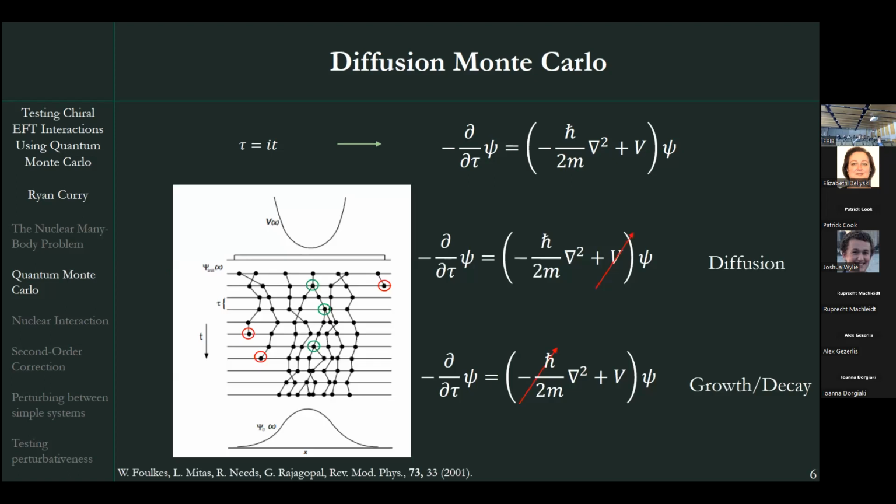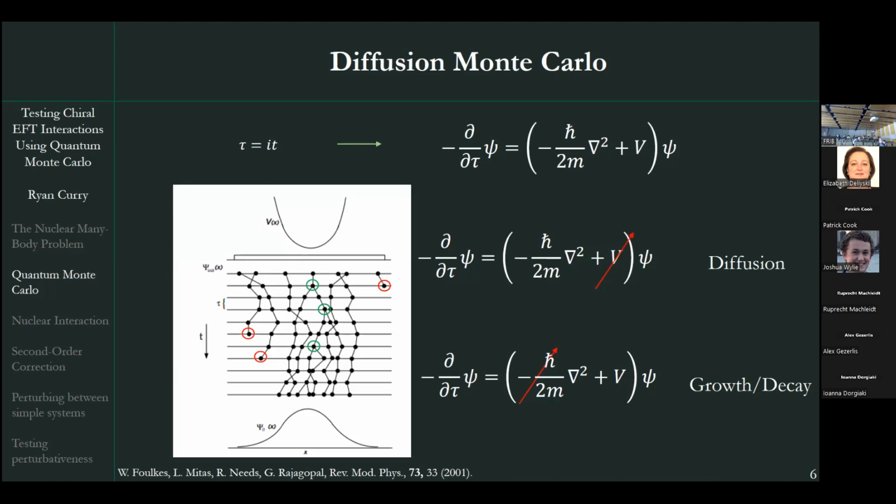To get a sense of how that works, we can squint at the imaginary time Schrodinger equation. If there was no potential, we'd just get a diffusion equation. And if there was no kinetic energy, we'd have a growth-decay rate equation. And both of these processes are simulated by diffusion Monte Carlo. You can see that we start with walkers distributed uniformly in space. In areas of low probability, they die off. In areas of high probability, they're duplicated. And we end with walkers distributed according to the ground state of the system.